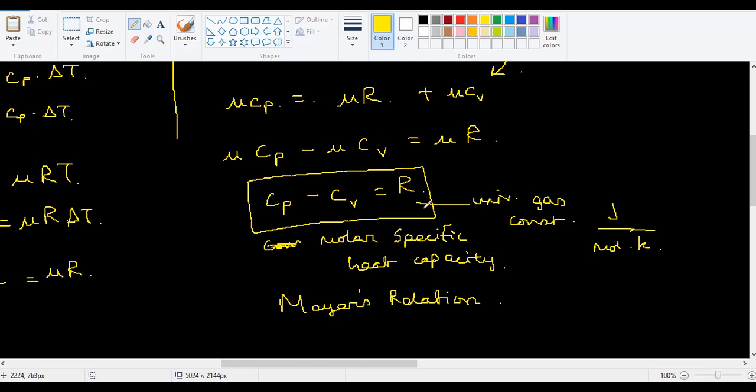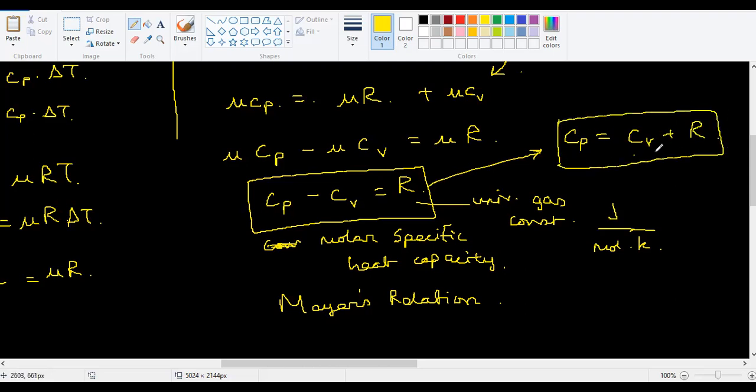Even look at this equation. If you write this properly, Cp is equal to R plus Cv, or you can say Cv plus R. What does that mean? This is a positive value, this is a positive value, so definitely Cp has to be higher.